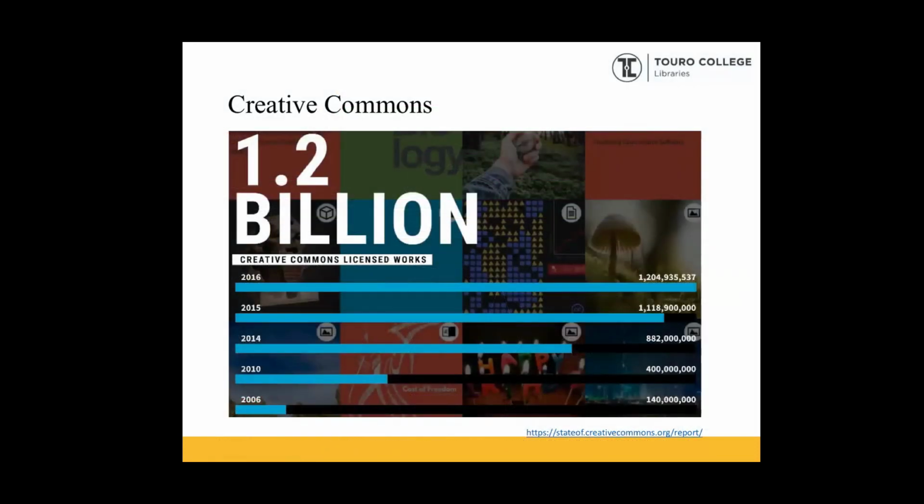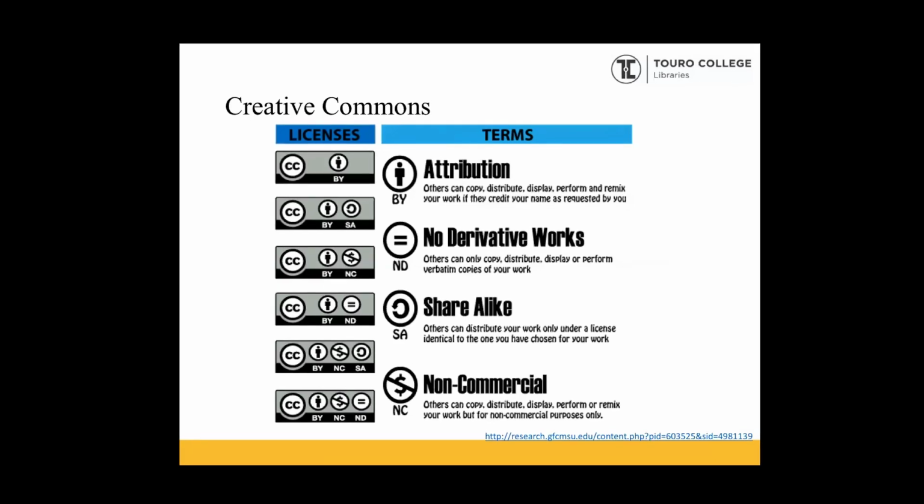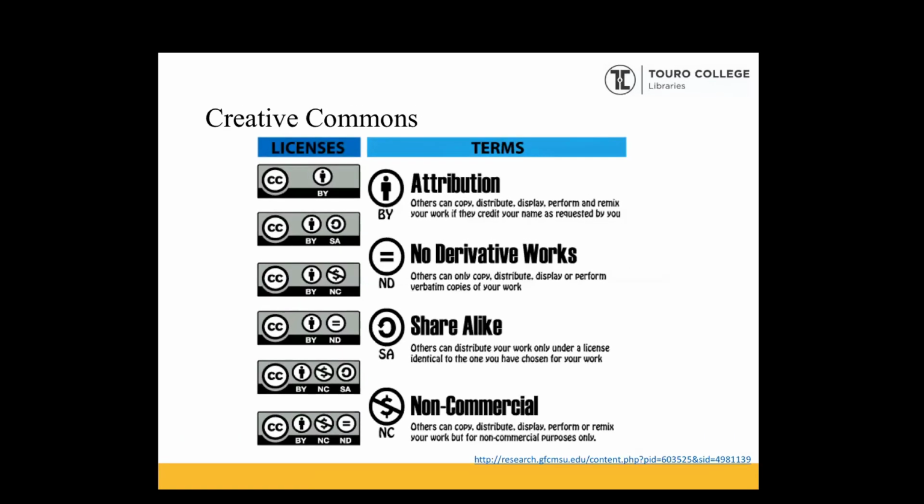The use of Creative Commons licenses is growing. There have been 1.2 billion Creative Commons licensed works released. Creative Commons licenses have 4 characteristics that can be combined into 6 different licenses. The first one is attribution. All Creative Commons licenses have this requirement so that others can copy, distribute, display, perform, and remix your work if they credit your name as requested by you.